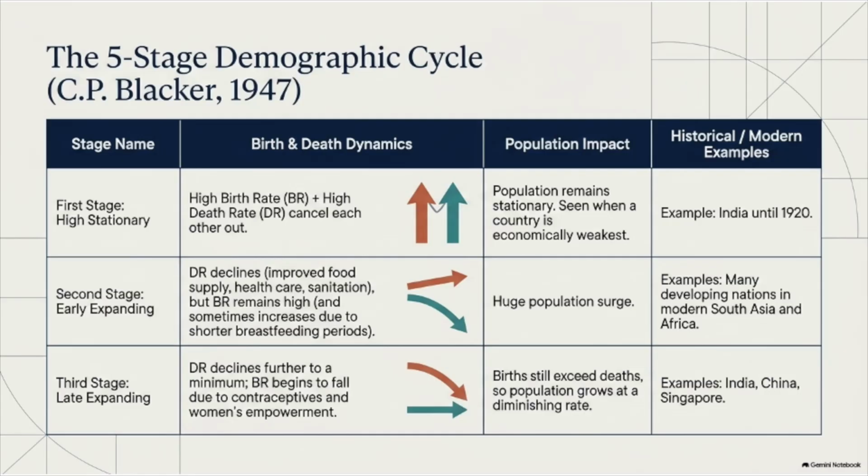In the third stage, late expanding, the death rate declines further to a minimum and the birth rate begins to fall due to contraceptives and women's empowerment. So, births still exceed deaths, but population grows at a diminishing rate, as seen in India, China, and Singapore.